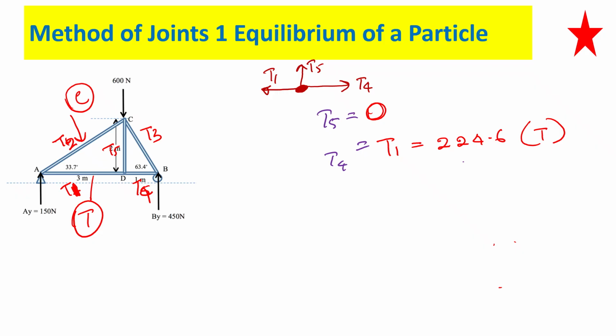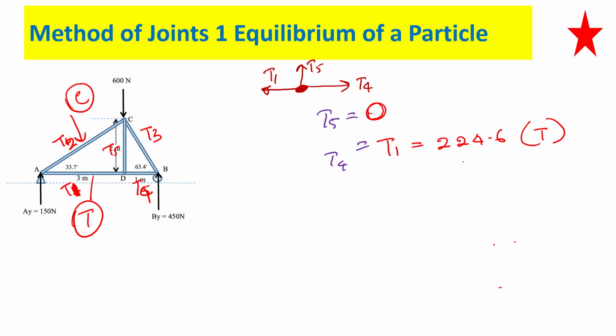There is a way of identifying zero load members. I will tell you that later on. You don't have to do the calculations to find it. There is a way of finding them at the beginning just by looking at the picture. I will tell you later on. Okay, T5 is 0, T4 is 224.6.